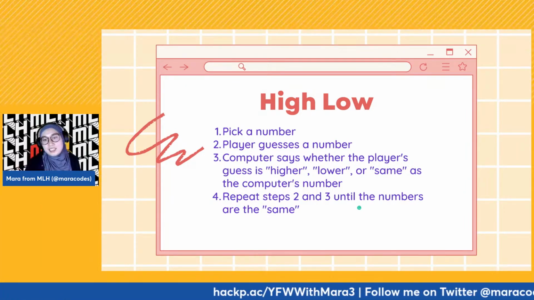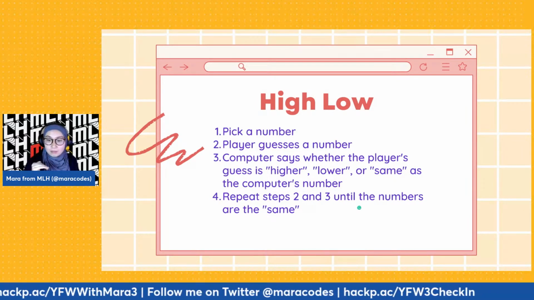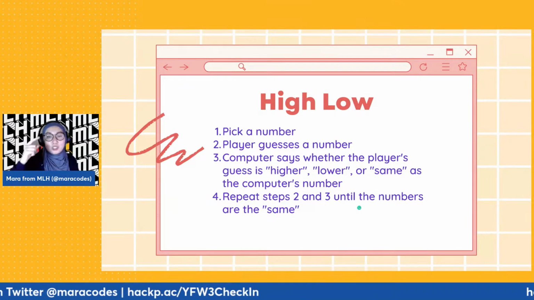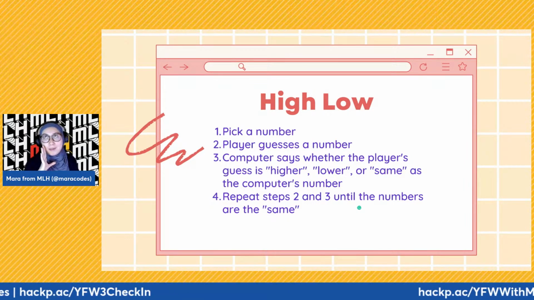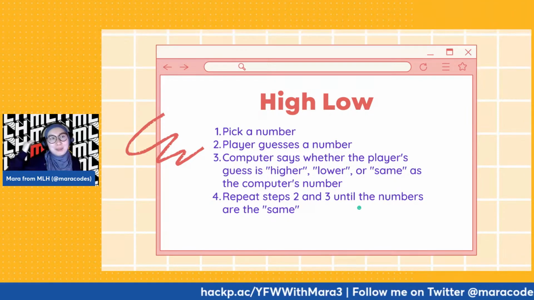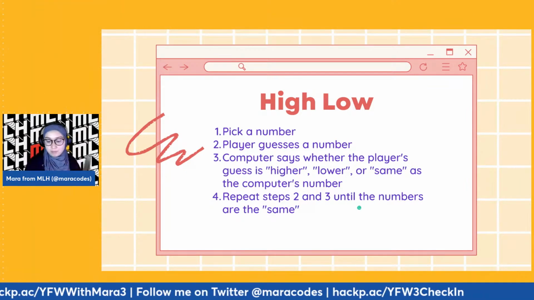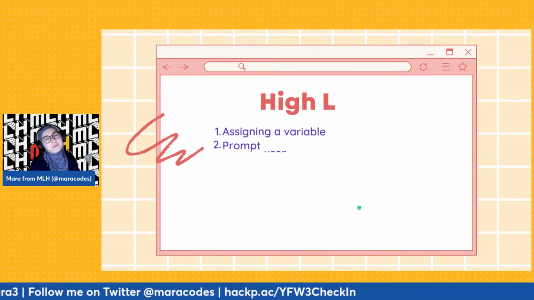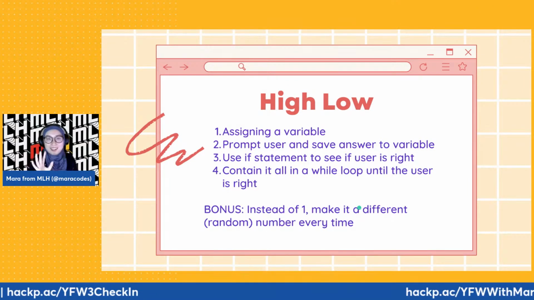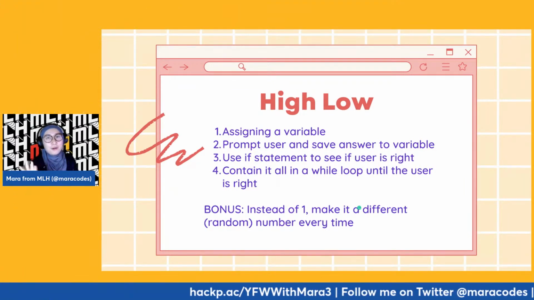Step 3, the computer is going to say whether the player's guess was higher, lower, or the same as the computer's number. And then we're going to repeat steps 2 and 3. Guess how we're going to repeat? With the loop. We're going to repeat steps 2 and 3 until the numbers are considered the same. So let's think about that in code. I'm going to be honest, this game is probably about 10 lines of code. It's very, very simple.